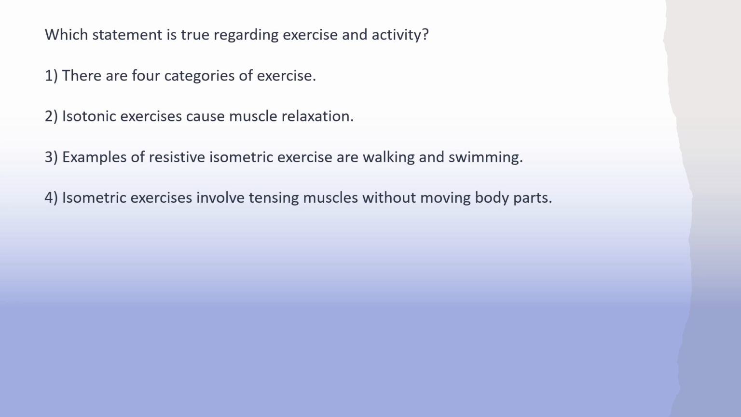Which statement is true regarding exercise and activity? 1. There are 4 categories of exercise. 2. Isotonic exercises cause muscle relaxation. 3. Examples of resistive isometric exercise are walking and swimming. 4. Isometric exercises involve tensing muscles without moving body parts.